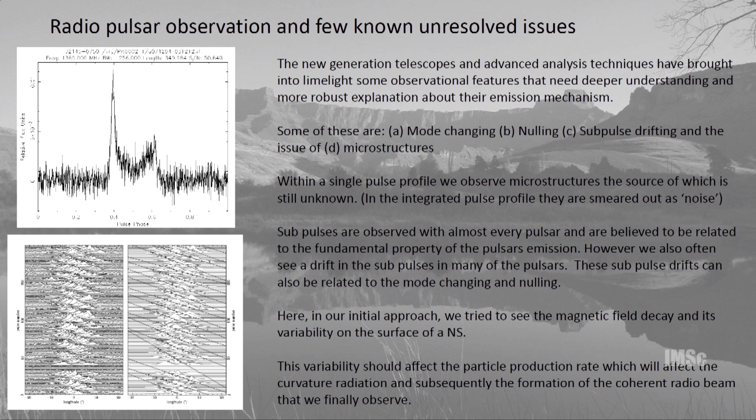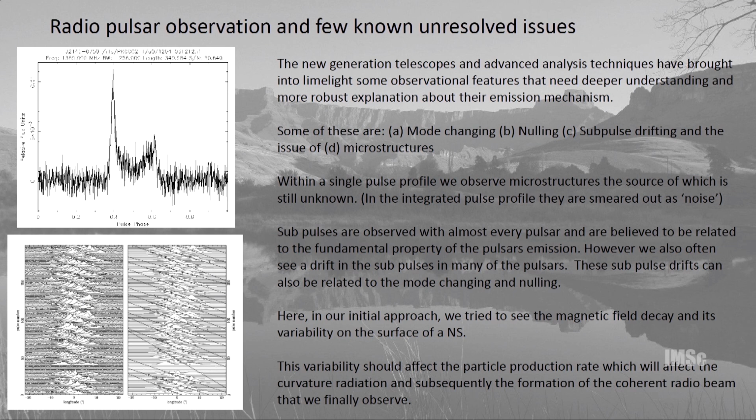A few of them are mode changing and nulling. Mode changing and nulling are almost the same. When a pulsar gives a pulse, the shape of the pulse can change quite a bit. This is a kind of changing of the mode, and at some point of time it can become even zero. That's called nulling.